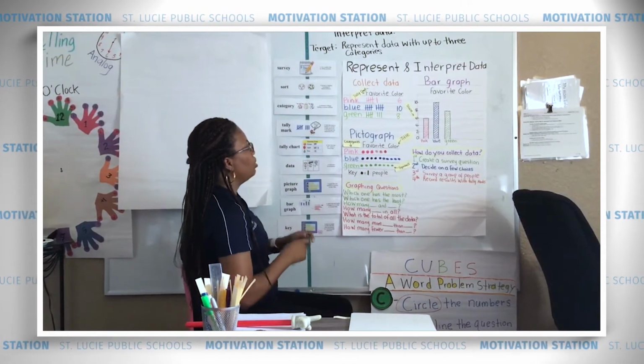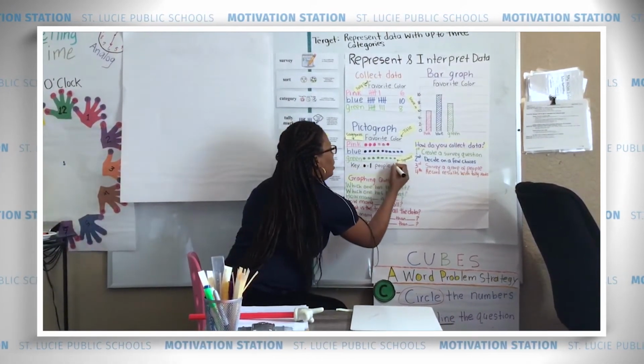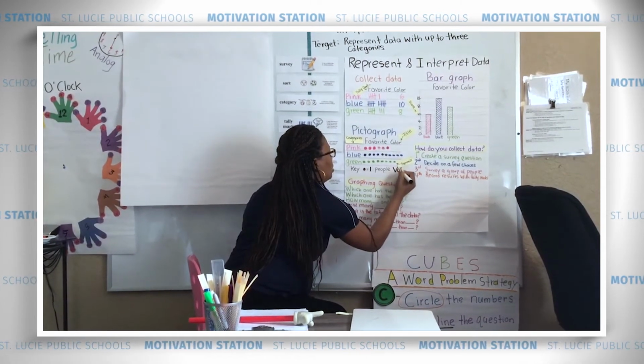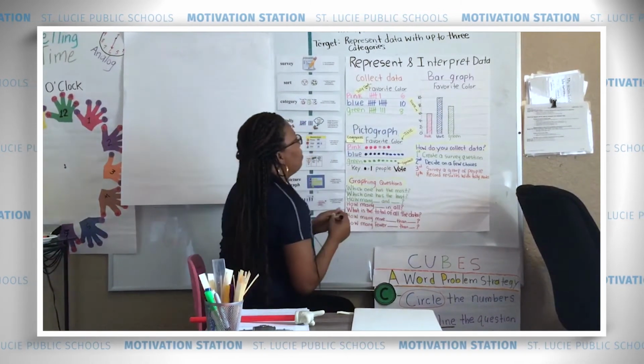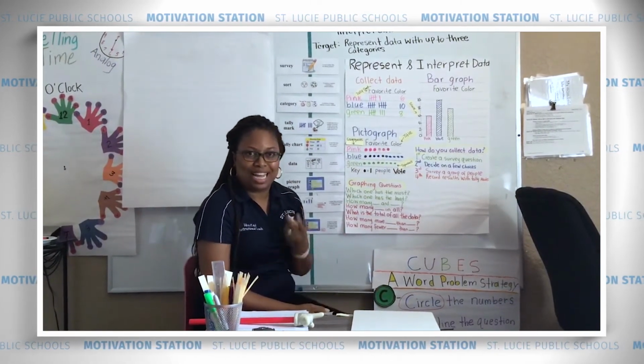So 1 person or 1 vote. And I could put 1 pip or 1 vote here. So I'm going to add the word vote because it could also mean a vote there. All right, boys and girls. Then there is another type of graph that we're going to be studying.